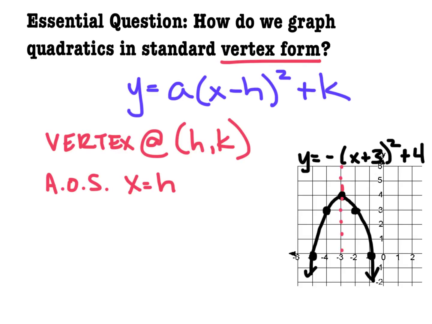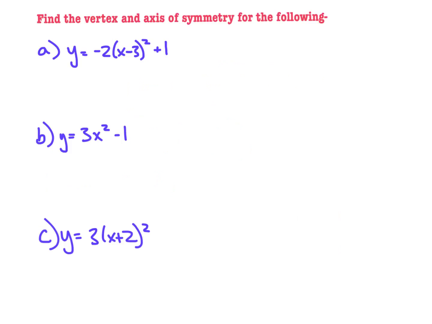And you can also see in this last example that this a out here was just a negative, and we could say it's a negative 1, so that just flipped the graph over. All right, so let's do some examples. For these first examples, we're only going to find the vertex and the axis of symmetry.